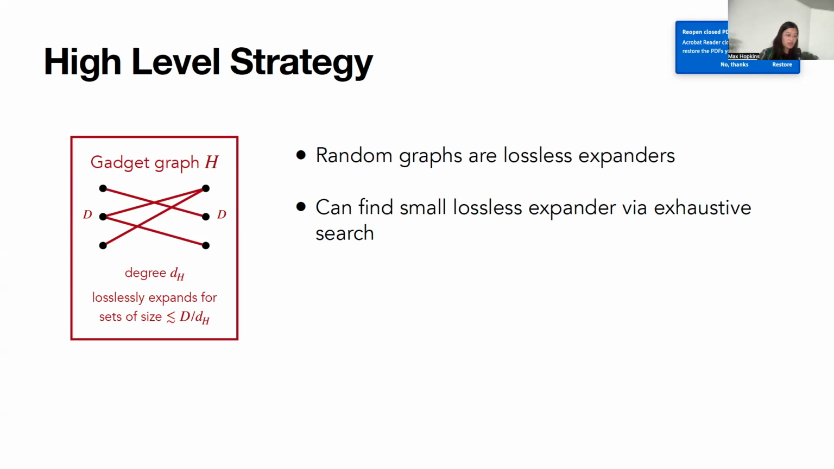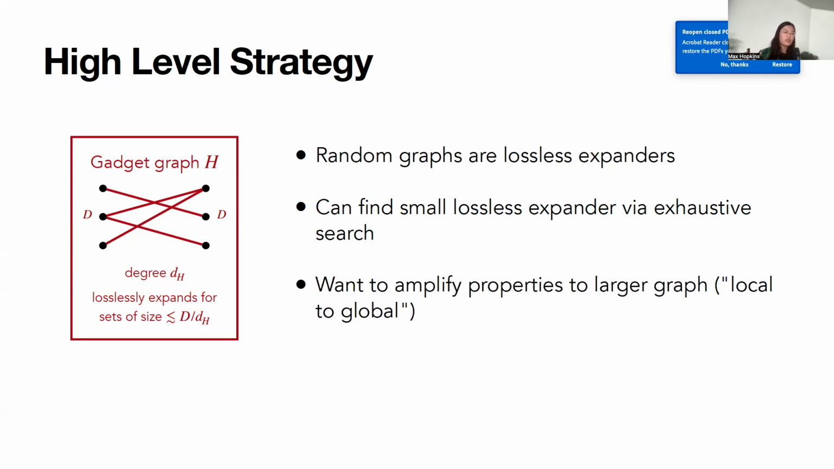What we're going to do now is implement a local to global strategy, where we're going to overlay the gadget graph H many times in some way, so that the resulting graph is much larger and will also have the same properties of lossless expansion the smaller graph does. Good. That's very high level.